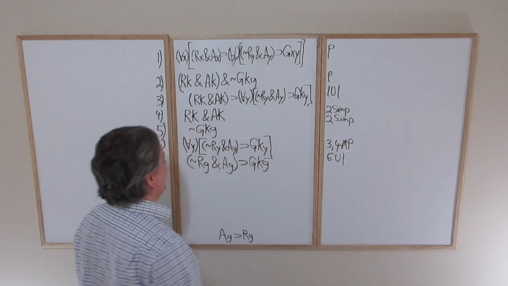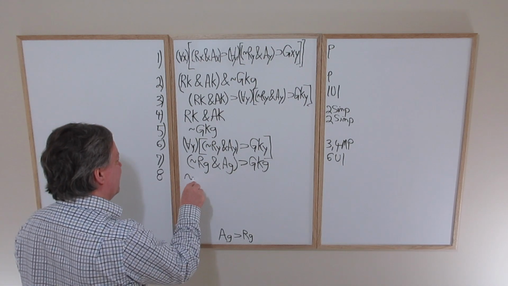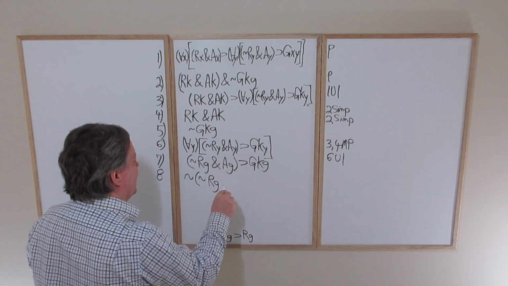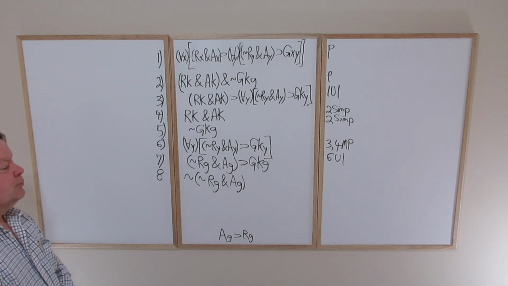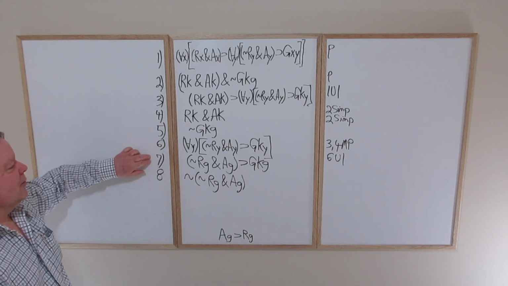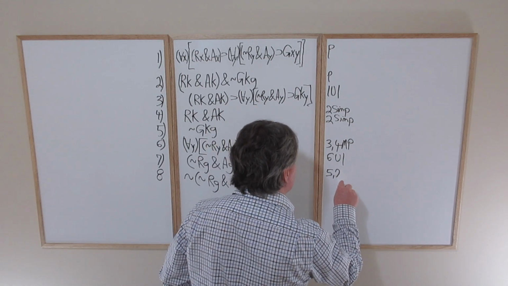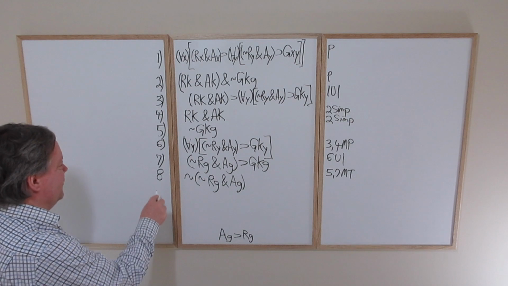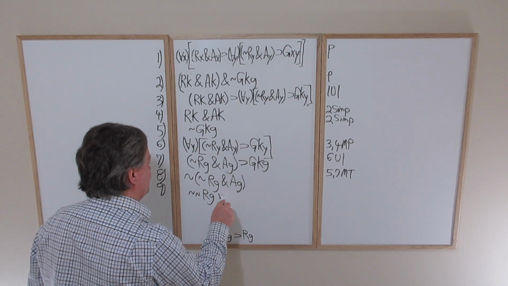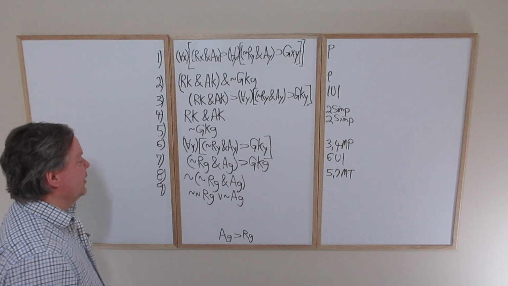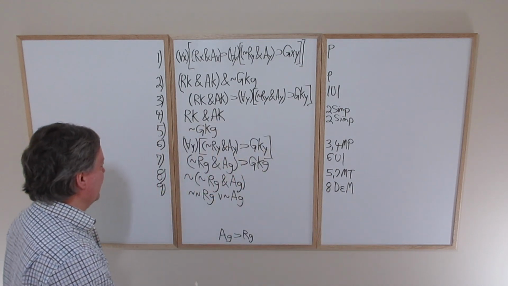So that's 6 UI. Now, of course, 5, 7 modus tollens will give us, it's not the case that George isn't rational and George is an animal. That follows from the combination of the conditional and the negation of the consequent. 5, 7 modus tollens. Now we do 8 De Morgan's.